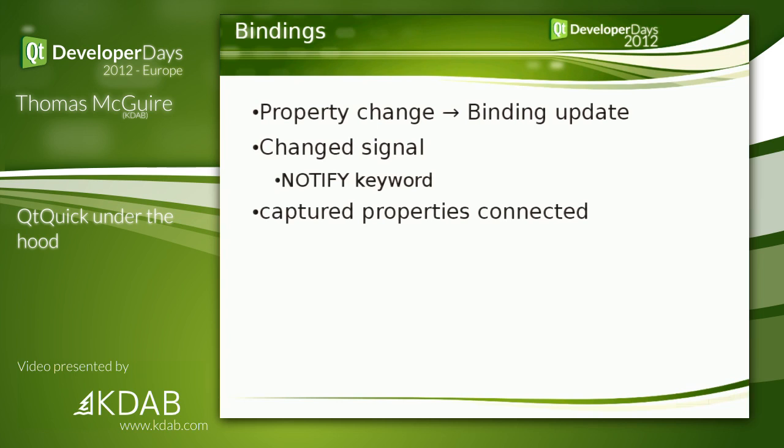If you have an if statement in your binding, it will not connect to the property changed signals that are in the branch that was not taken, because JavaScript never asked the wrapper for that property. So it will really only connect to those it needs to connect to.